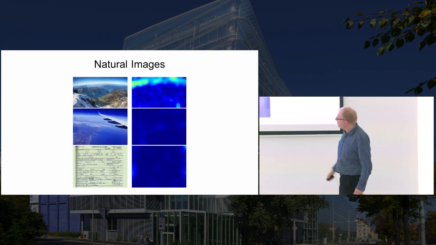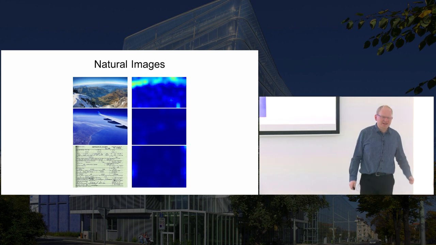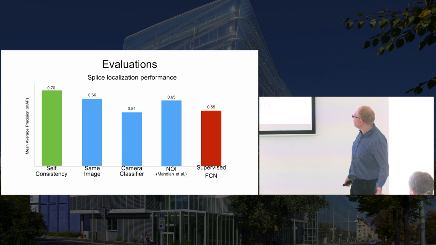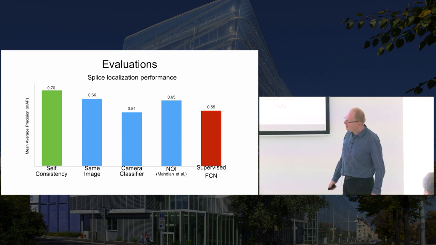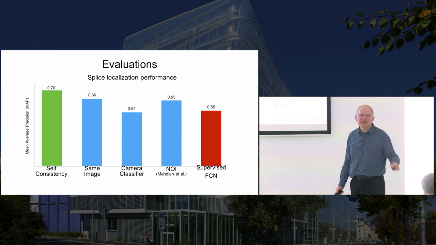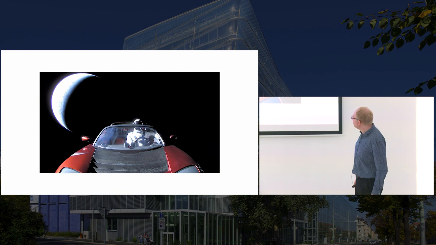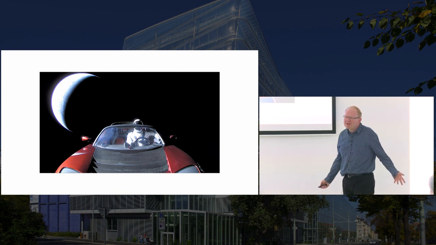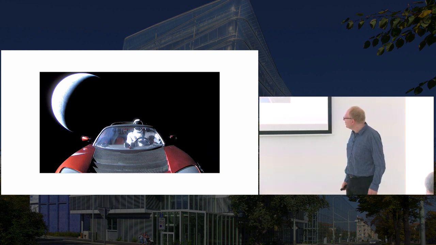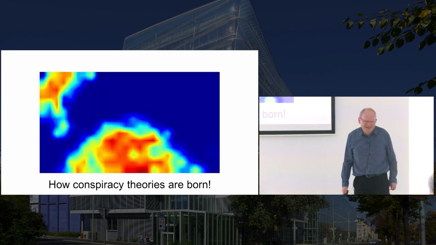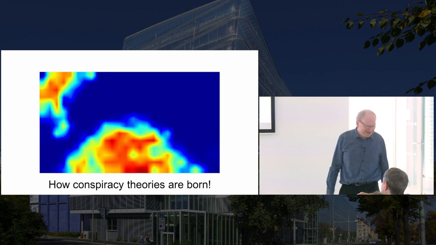Nicely, it works. For normal images, it usually doesn't fire, which is good. And we're beating pretty much all the other methods that have been supervised; we are beating them with this self-supervised method. For some images, we don't have the ground truth, so we don't know. Who knows? Maybe this is how conspiracy theories are born.